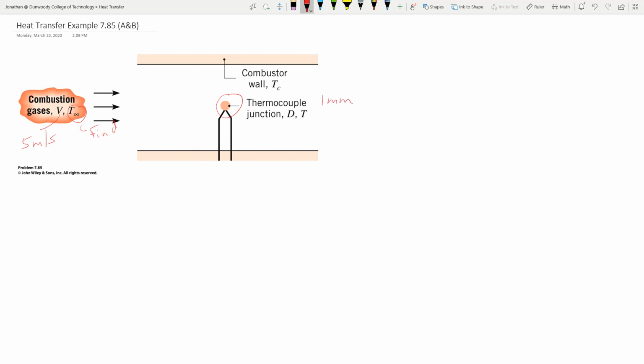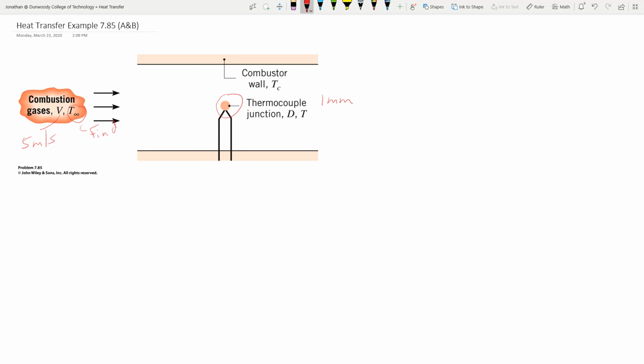And so we're looking for a couple pieces. Initially at part A, we're looking for the time to get to 2% of the initial temperature difference. And then we're also looking for the emissivity. So we're assuming first that we don't have any radiation, then we come back and look at radiation, how much of an impact that would have on this situation.